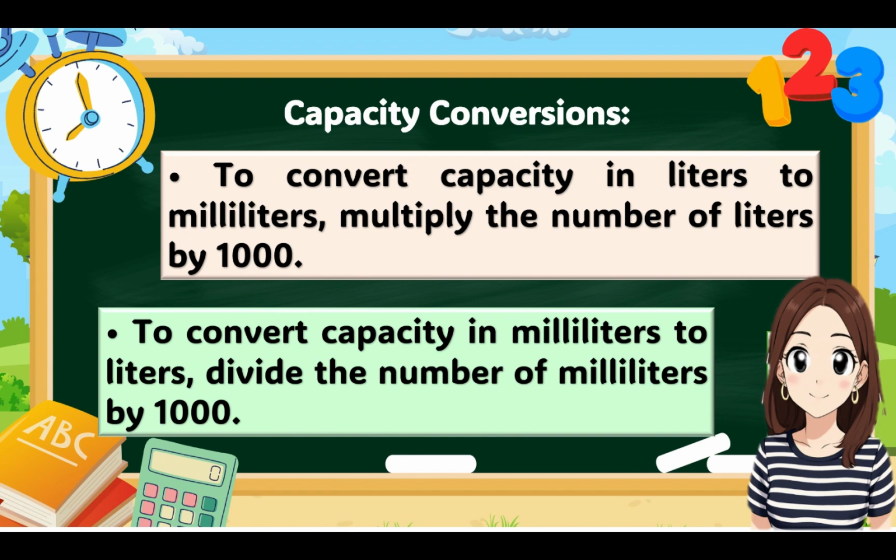So meaning, same thing, if we have to convert liter to milliliter, that means larger unit to smaller unit, we have to multiply it by 1,000. But if we are going to convert smaller unit to a larger unit such as milliliter to liter, we have to divide it by 1,000.